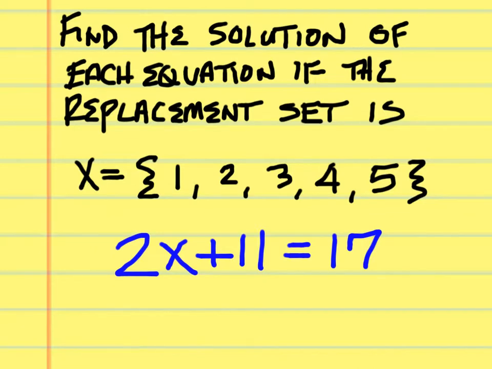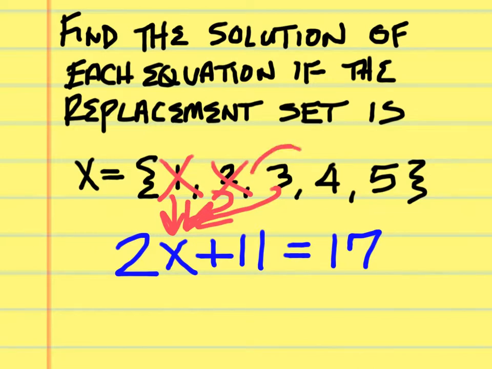We can try 1. If I put a 1 in, that would be 2 plus 11, which is 13. That doesn't work. Let's try 2. That would give me 4 plus 11, which is 15. That doesn't work. Put in a 3 and get 6 plus 11 is 17. That does work. Answer is 3.